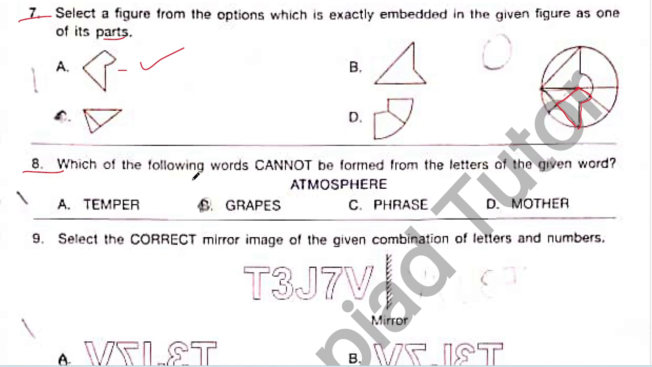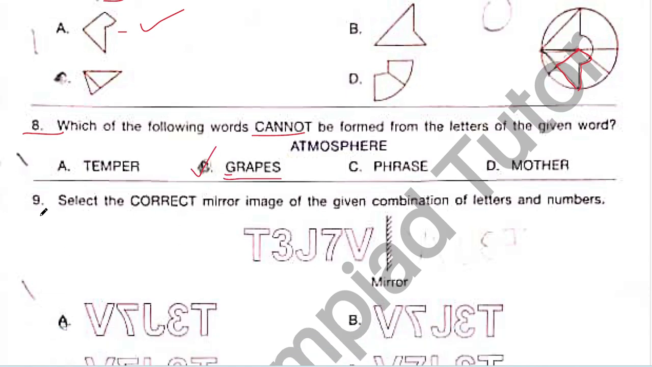Then question 8 is which of the following words cannot be formed from the letters of the given word? So this word grapes cannot be formed because the letter G is not there. So we should select this.